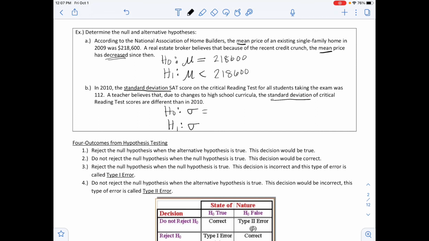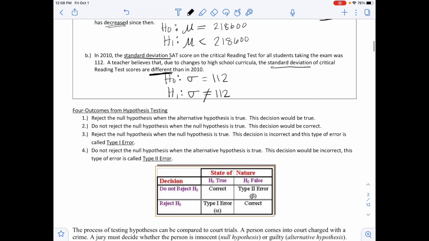And the last part of this says that the standard deviation of critical reading test scores is different. And different is a word that we would use for not equals to. It doesn't say greater than or less than, it says different. So we don't know if it's smaller than or more than, but something is not the same as 112. So that number that we have is 112. So I'm going to go ahead and put that down for both of these. And this is our null and alternative hypotheses for this problem.